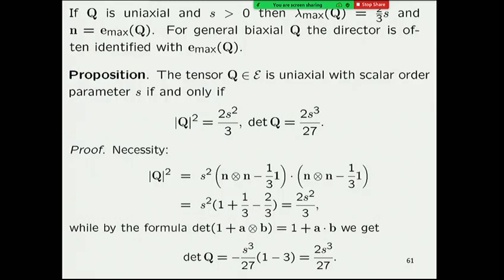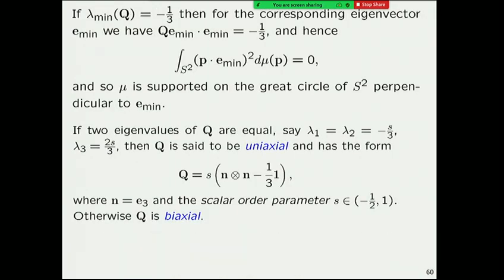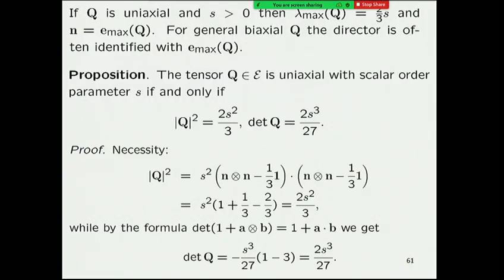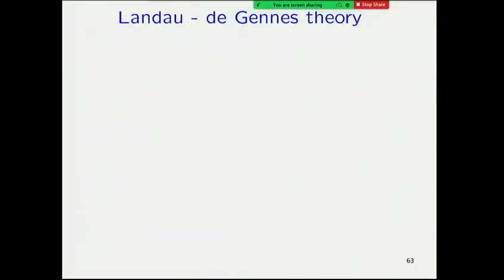And then we gave conditions on Q for it to be uniaxial. So let me go back and remind you. These are the uniaxial Q, the ones with two eigenvalues the same. And then you can write them in this form where S is between minus a half and one. We gave necessary and sufficient conditions on Q for it to be uniaxial with such a scalar order parameter.